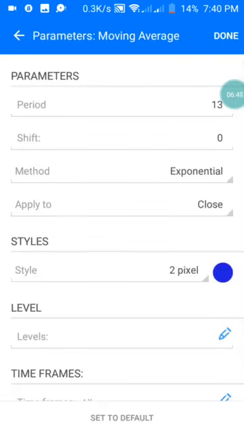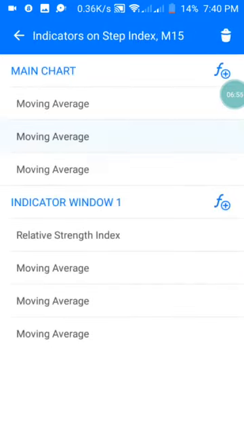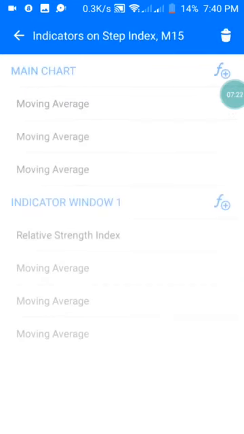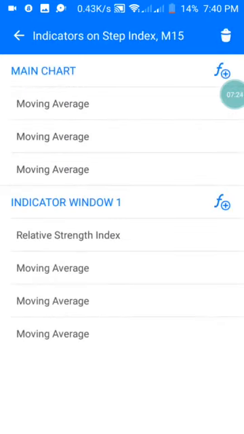You just screenshot this particular place and press on done, and also move to the second moving average. The second moving average period is 50. We have the shift to be 0, the method to be this, and applied to close. You choose any of your color and you press on done. We will move to the third moving average, which is 200. The period is 200, the shift is 0, and you choose any color of your choice. You just screenshot these settings and do it on your phone, and move to your indicator window 1.